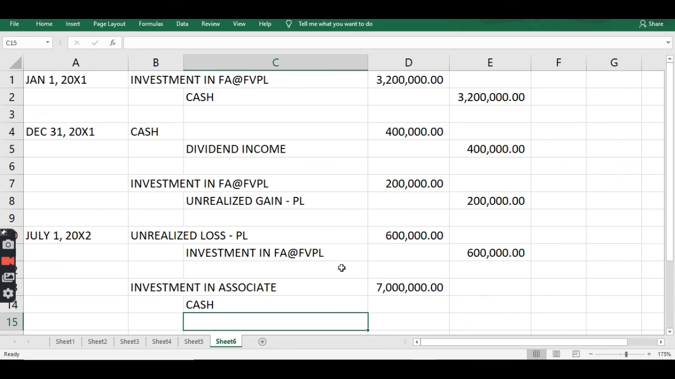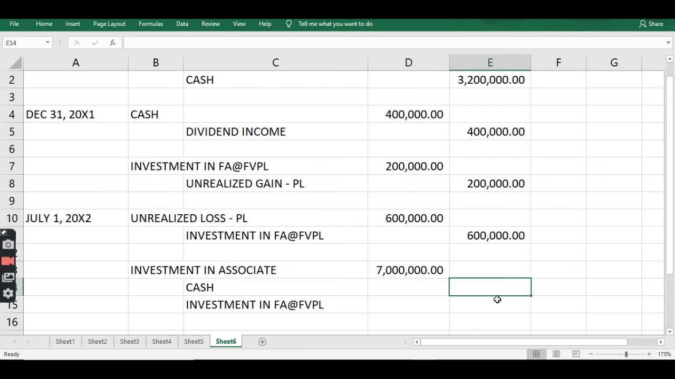I-credit natin yung cash at saka yung investment in financial asset at fair value kasi dide-recognize na natin yun. Magkano yung cash? Yun yung 280 times 15,000 shares. Tapos yung ating investment in financial asset at FVPL, yun yung 2,800,000 na original. Okay? At fair value. Okay, so yun yun ha. So pagkadin mo tong dalawang to, yun na rin yan.